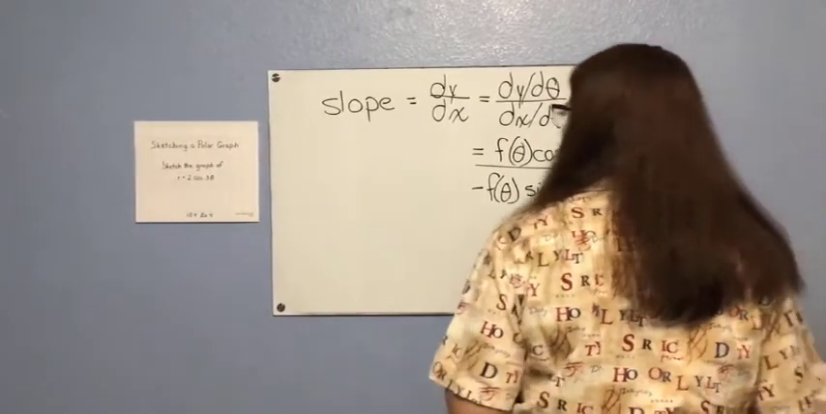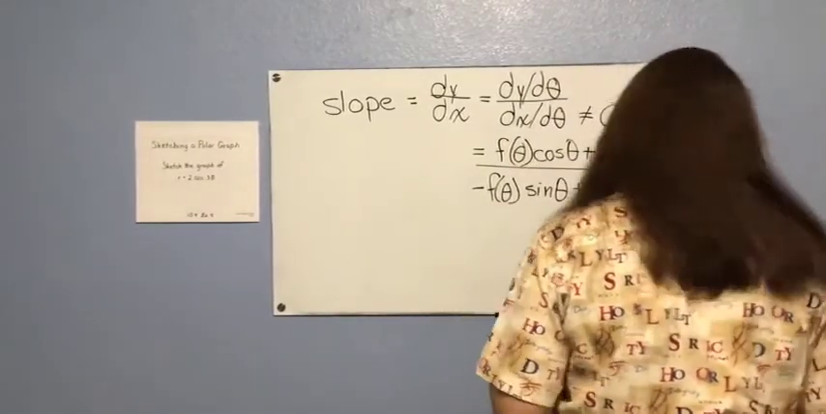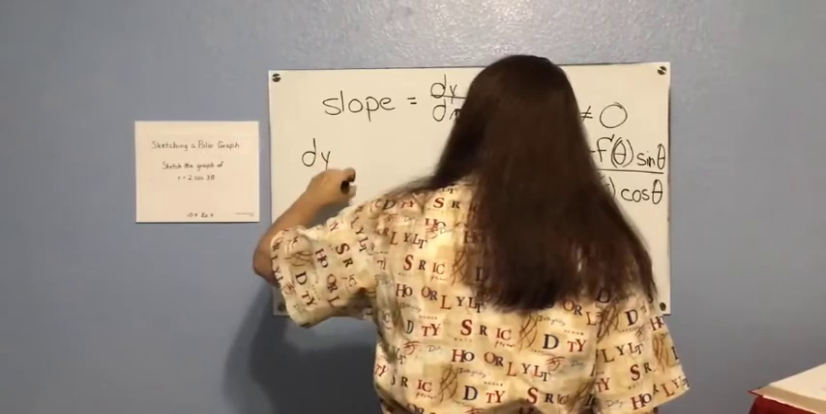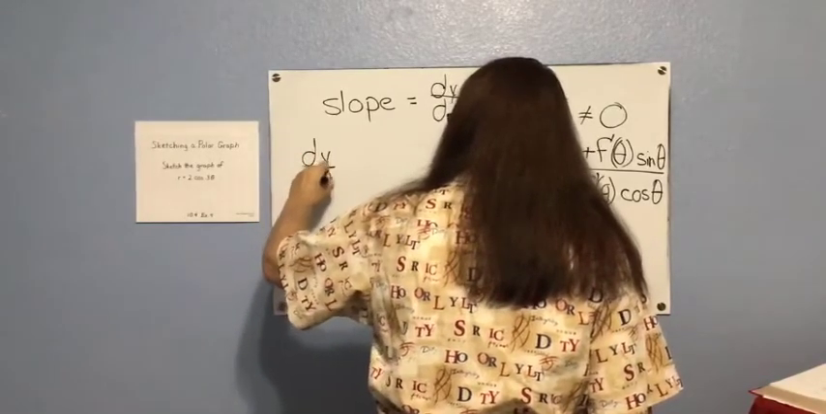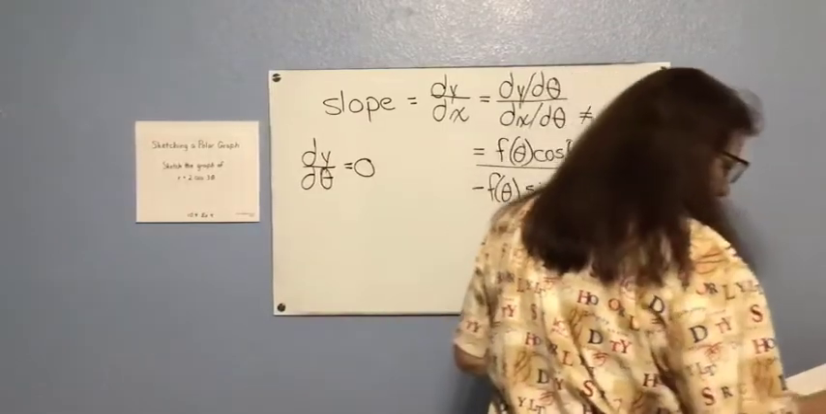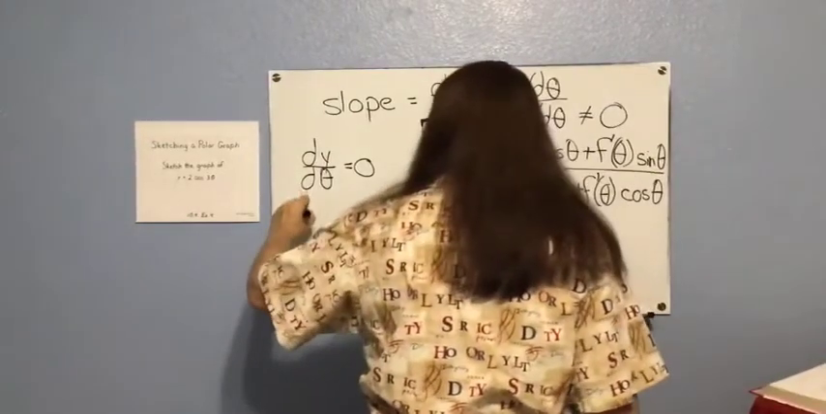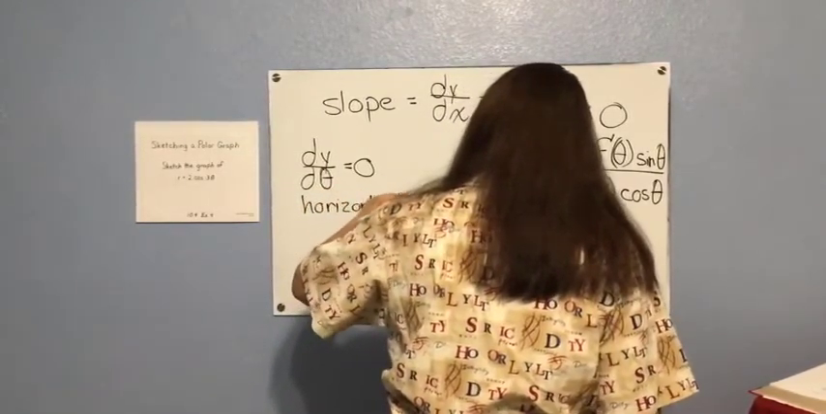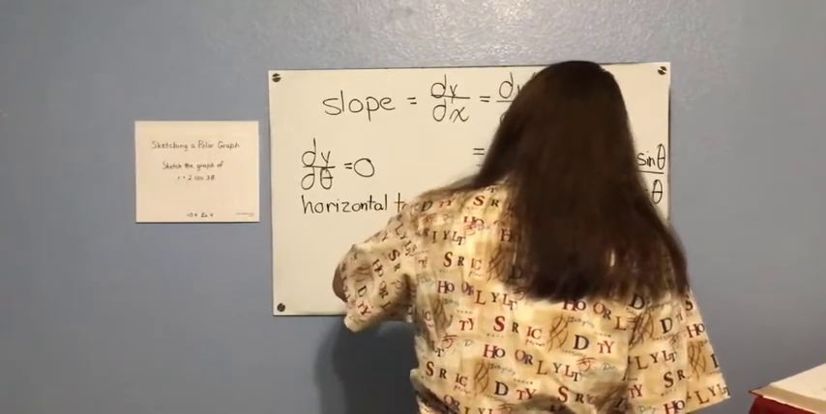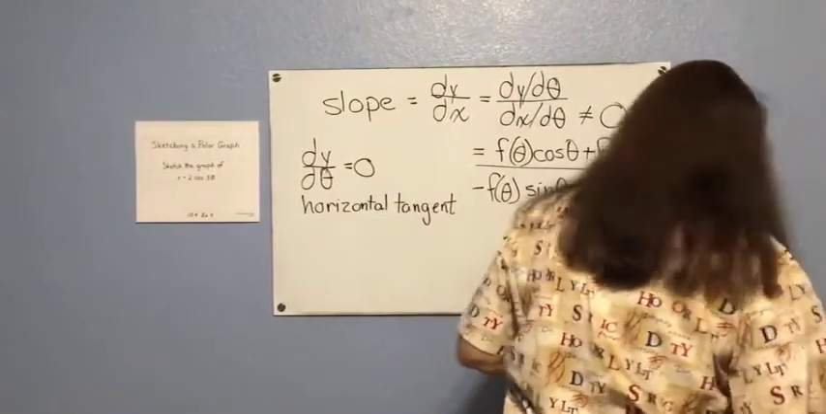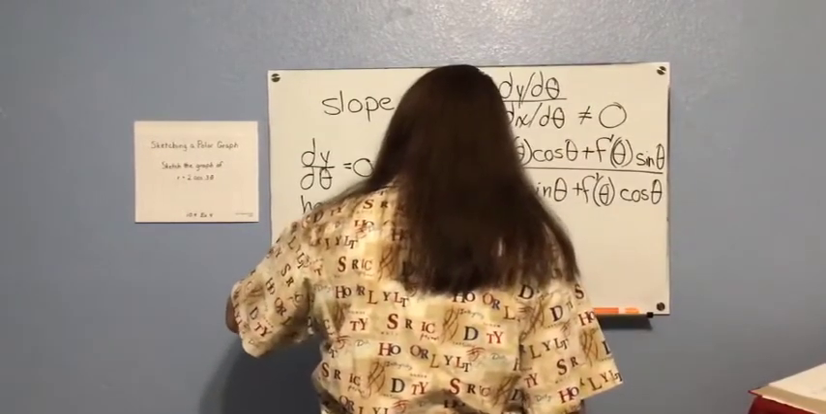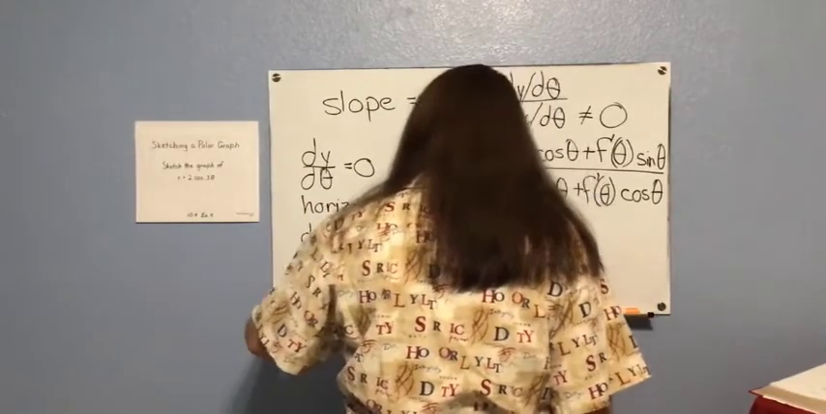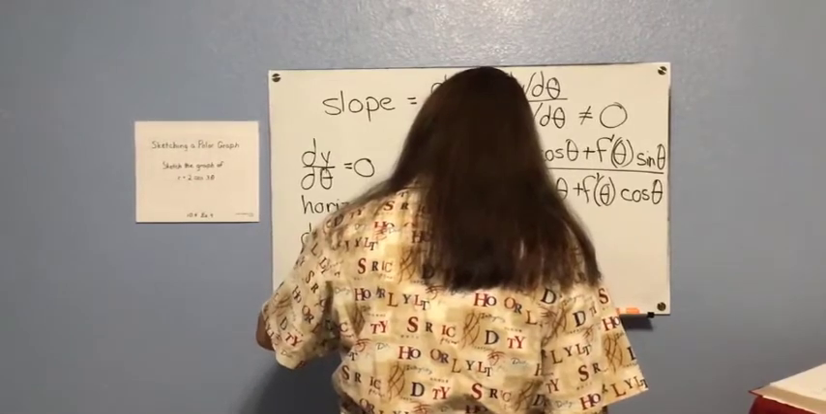Okay, what this gives us is a way to find tangents. So if we end up with dy/d theta equal to 0, we're going to have a horizontal tangent. If we do have dx/d theta equals 0, that indicates that we have a vertical tangent.